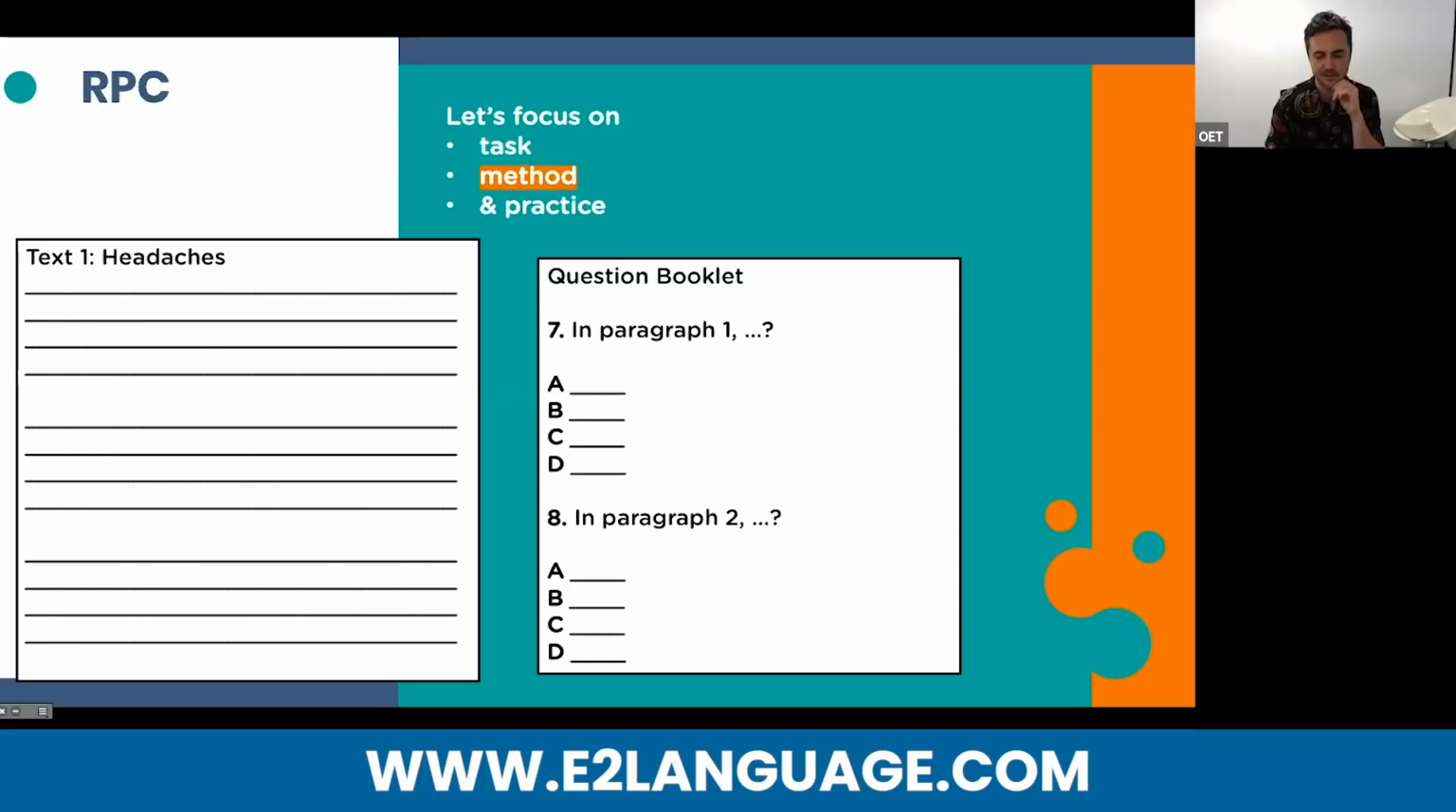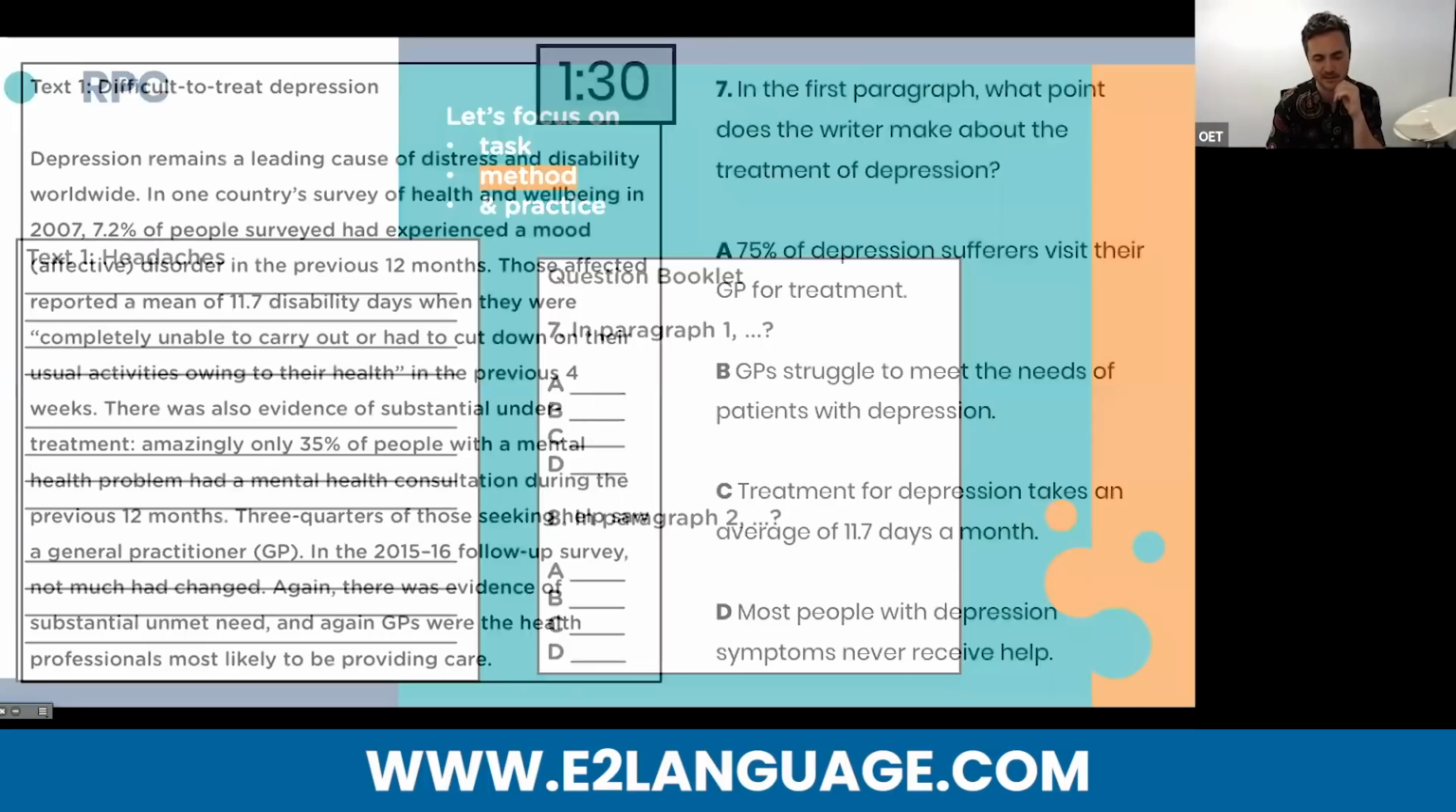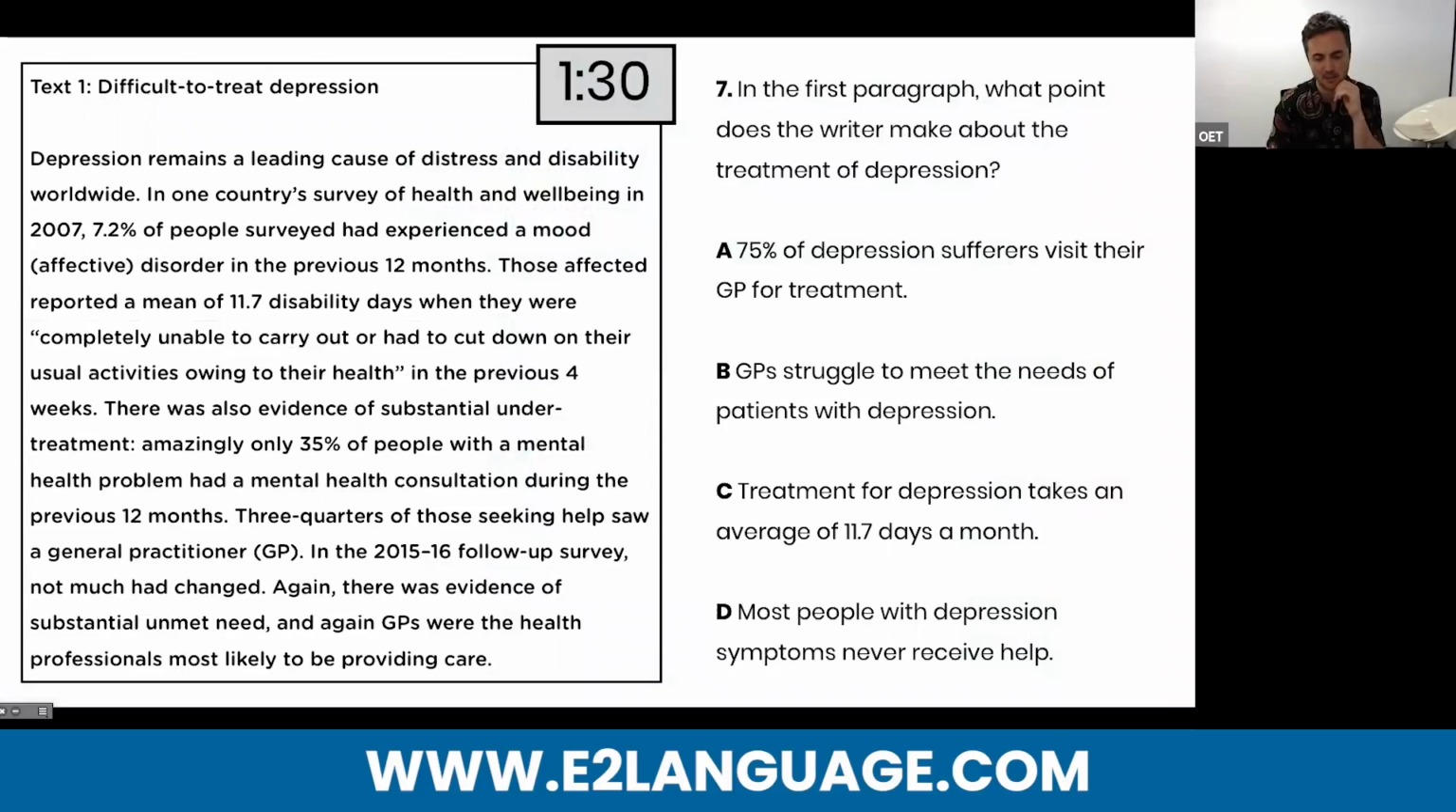So let's go through. The method is very similar to reading part B. We're going to employ a very similar approach. Okay, so what we're going to do is, that's not the right answer, by the way. Again, we're going to go through them in a second. But what I want you to do is, I'll give you two minutes to do this one. I want you to read the question prompt. So in this paragraph, what point does the writer make about the treatment of depression? So we're going to be reading for a detail. You're going to then read this very carefully, keeping in mind the treatment of depression. Then we're going to go through each of those answer options until we're happy that we've found one that says the same thing as the text.